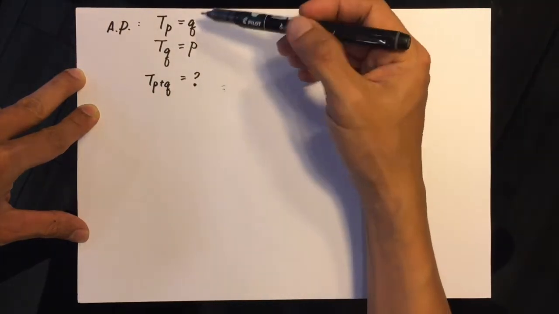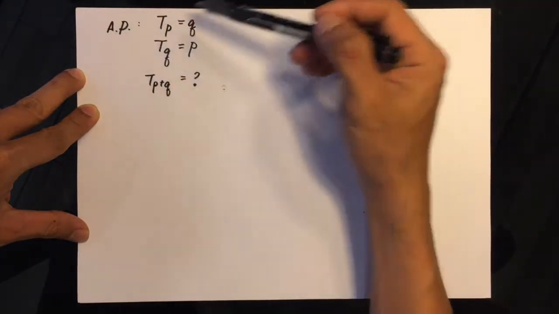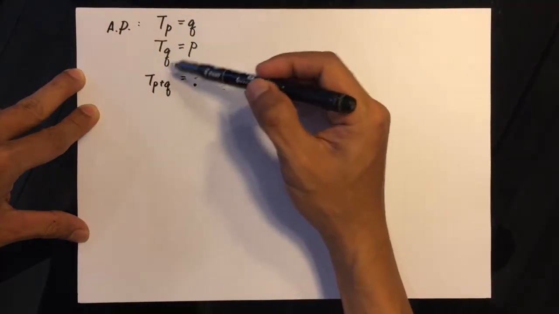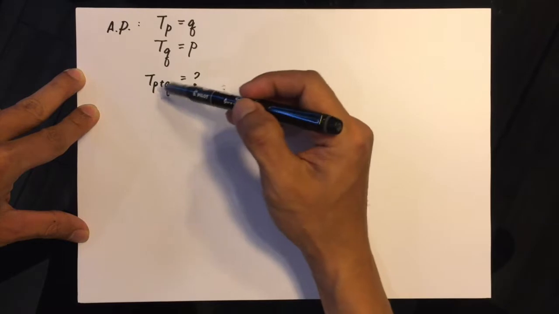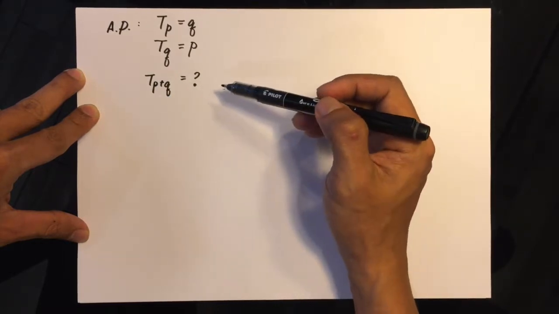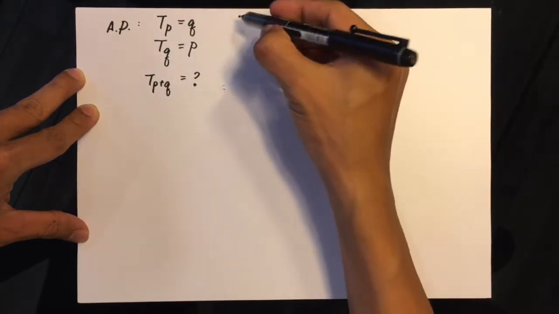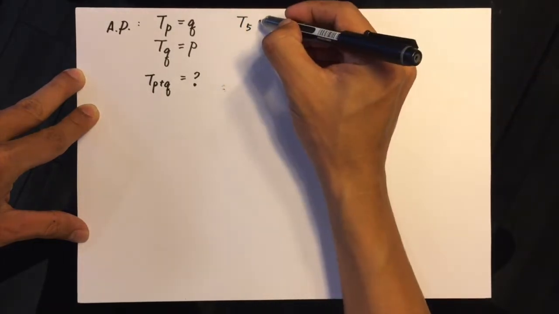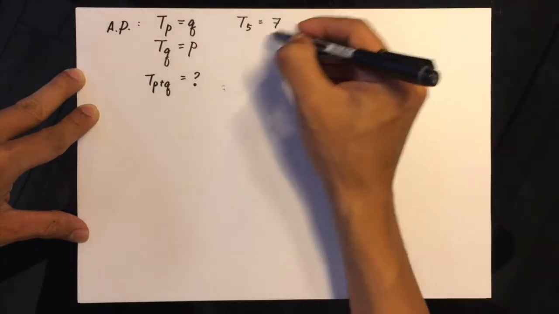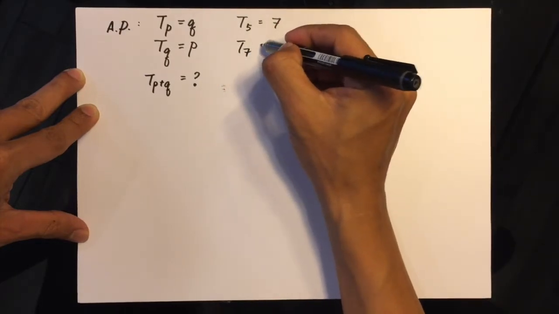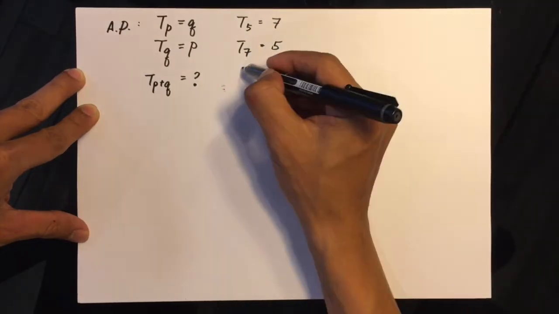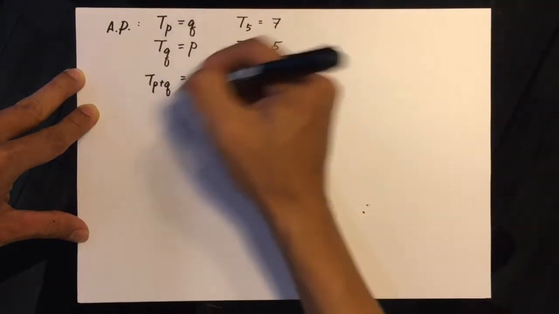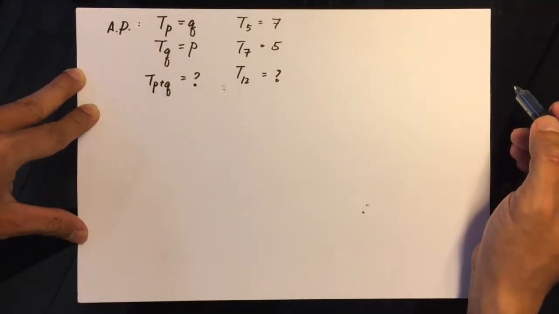So just to recap, the question was, given an arithmetic progression where you have the pth term equal to a value of q, the qth term equal to a value of p, what is the p plus qth term? So let me just give you an example. Maybe you're given that the fifth term is equal to, I don't know, 7. And given that the seventh term is equal to 5, what's the 12th term? All right, so that's kind of how the question is structured.